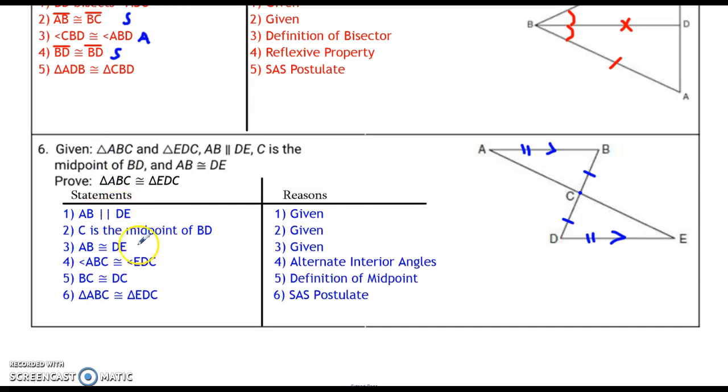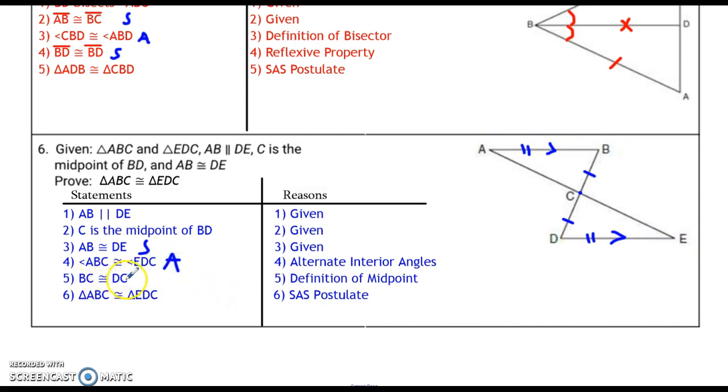For number 6, it was a slightly longer proof, but we were still able to do it in less than 10 steps. We had this given, AB and DE is given, so that's going to be one of our sides. ABC is congruent to EDC because of alternate interior angles. Again, we have 2 parallel lines here and here, and the transversal BD between them. That is our angle statement.